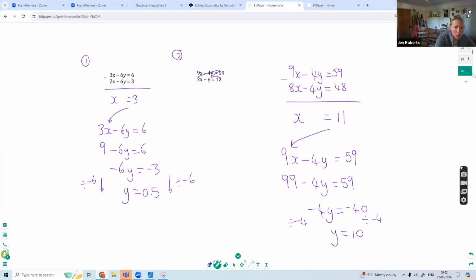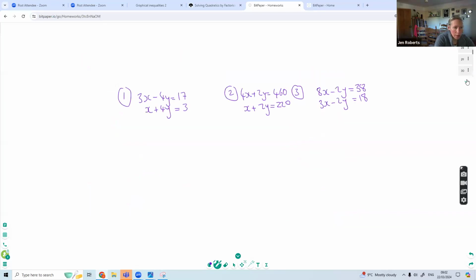Okay, right. Just to finish off, here's 3 questions. Hopefully you can recognise when you need to add and subtract. So put me on pause, have a go at this mixture and unpause when you're finished.